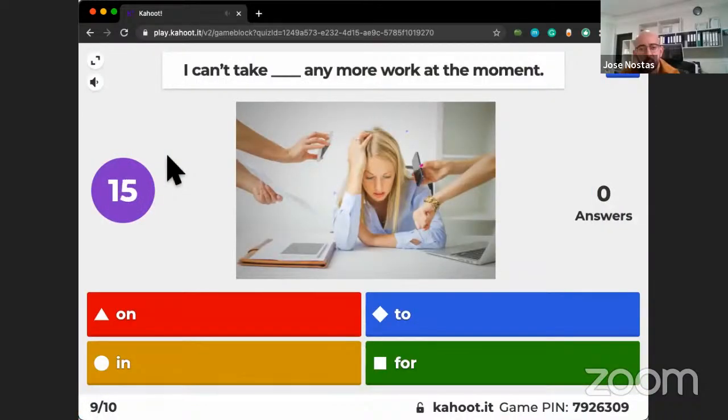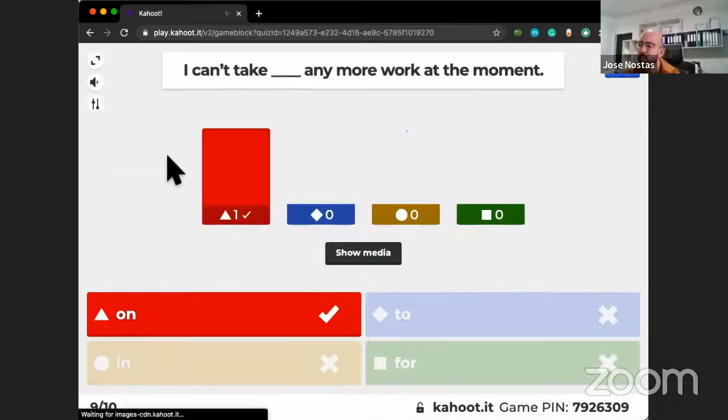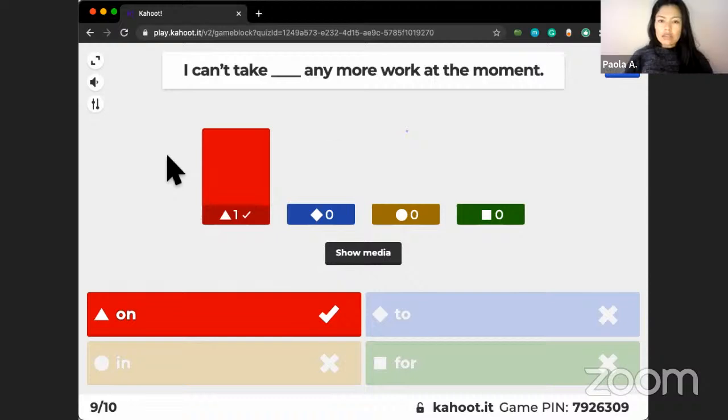I can't take any more work at the moment. Take on any more work at the moment. Yes. Can't take, like they can't stand? No, they don't want more work. No, take on, like receive.